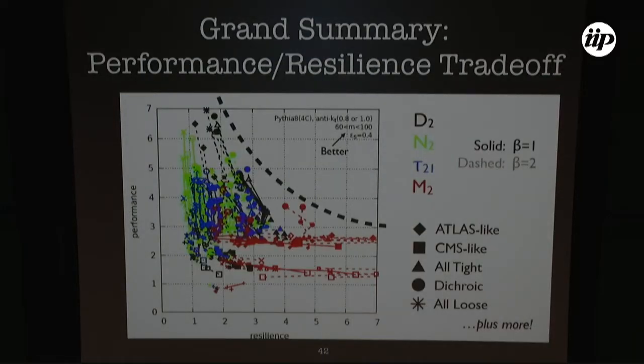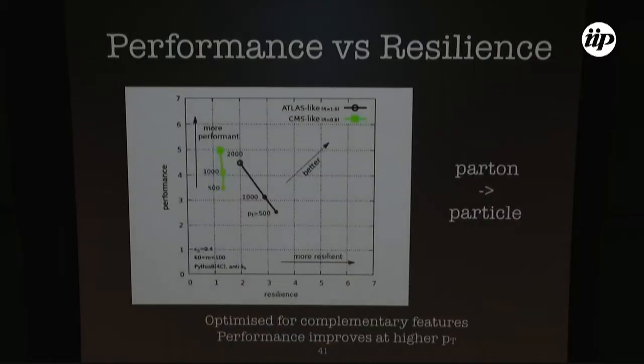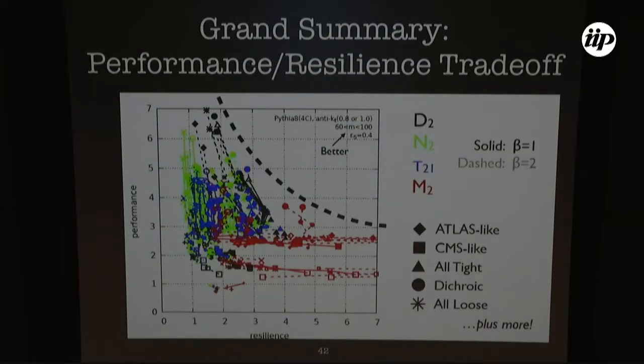Now, this is a piece of art. This can probably go in an art museum. So this is where we essentially just sweep over everything. Again, it's the same plot, but the idea is if you go diagonally up, it's better. The greens are CMS again. The blacks are ATLAS. So ATLAS kind of lives here. Oops. CMS kind of lives here.